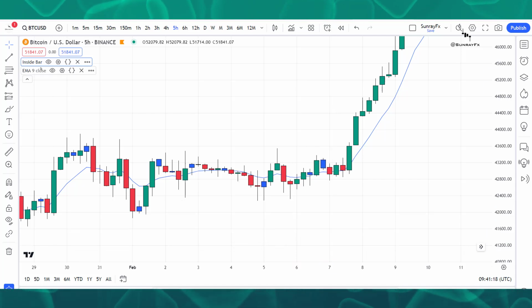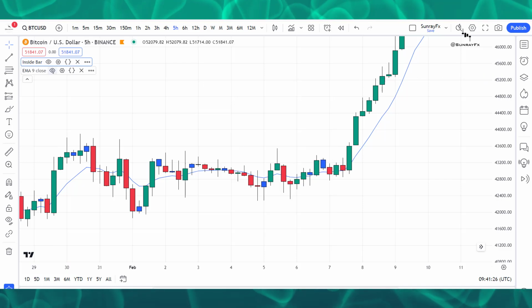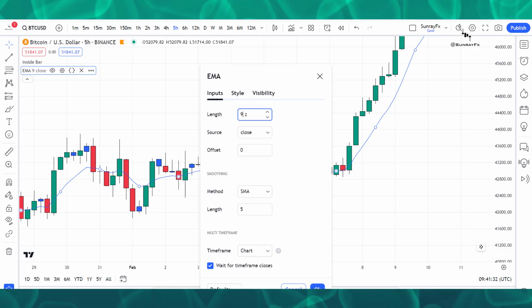Then you go to moving average exponential and click on settings. In the moving average exponential settings, you have to go to input. We have 9 there, which is the default, so you have to put 50 there. And 50, that is all on this one.